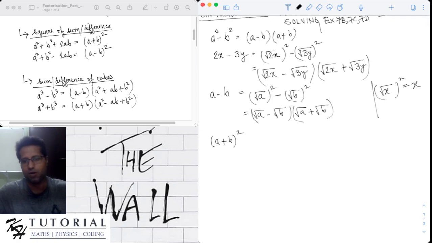Now, definitely you will not be given the polynomial to be factorized in the form a plus b whole square, but you will be given a square plus b square plus twice ab. If you see any polynomial of the form a square plus b square plus twice ab, then you can rewrite it as a plus b whole square. So a plus b whole square is the factorization of the polynomial a square plus b square plus twice ab. Similarly, a minus b whole square is the factorization of the polynomial a square plus b square minus twice ab.